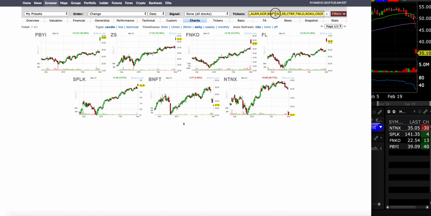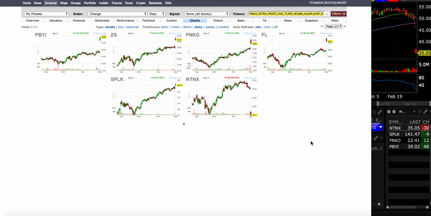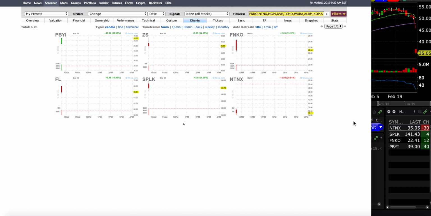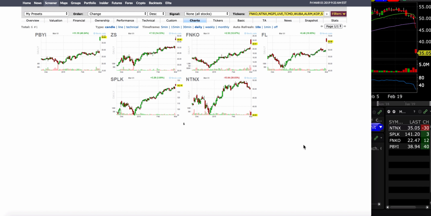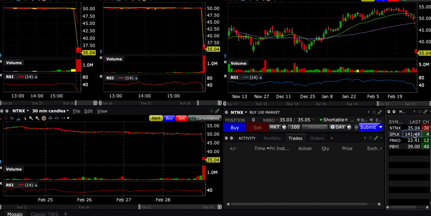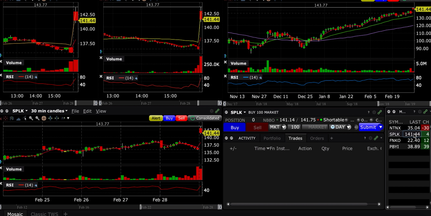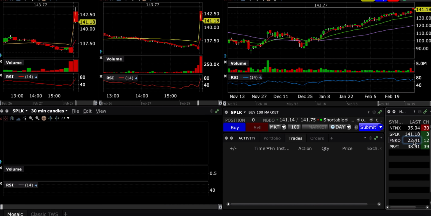So Finviz is a really good tool for scanning. I'll let you guys watch the video a bit. What you're seeing here is me going through different time frames, looking at the daily charts and the 5-minute charts to see if something is going to align for me to day trade. So I'll let you watch for a bit.